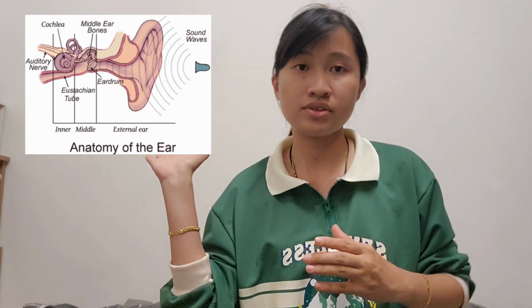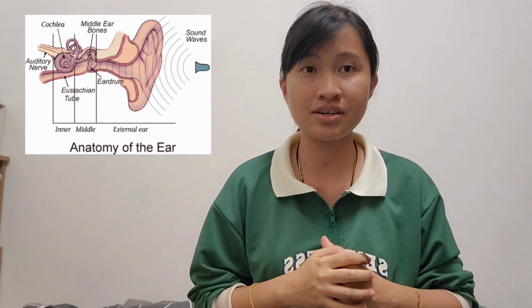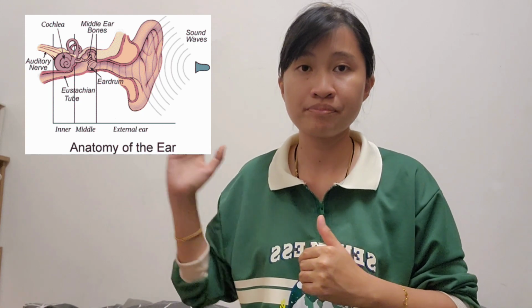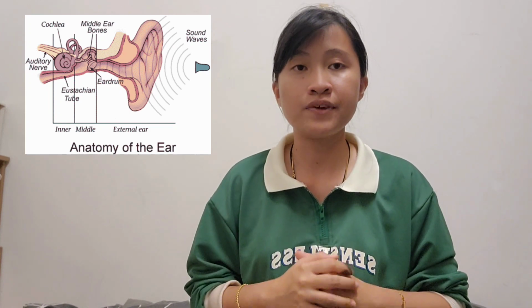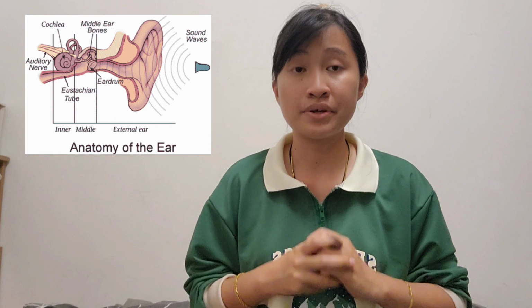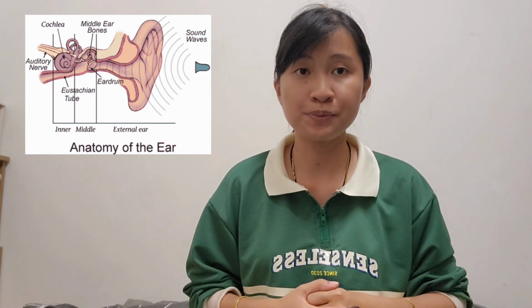So first of all, we must first understand the sections within the ears. So this here is the sections within the ear. We have the outer ear, middle ear, and the inner ear. So these are the three main sections of the ear. Each of these sections has its own special features that play a role in how we perceive sound.